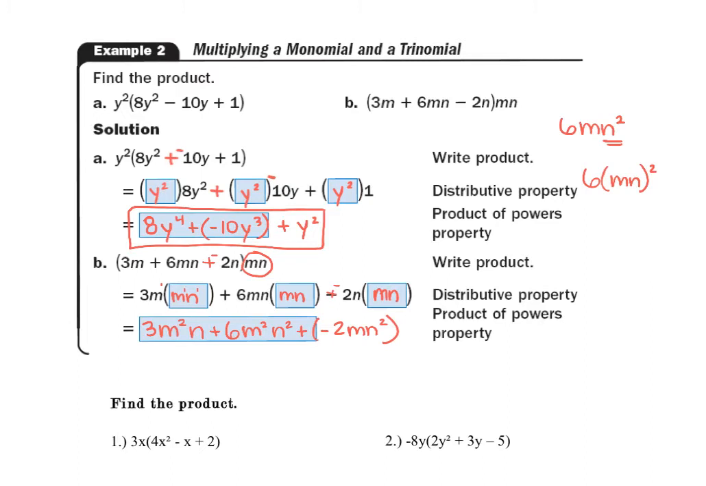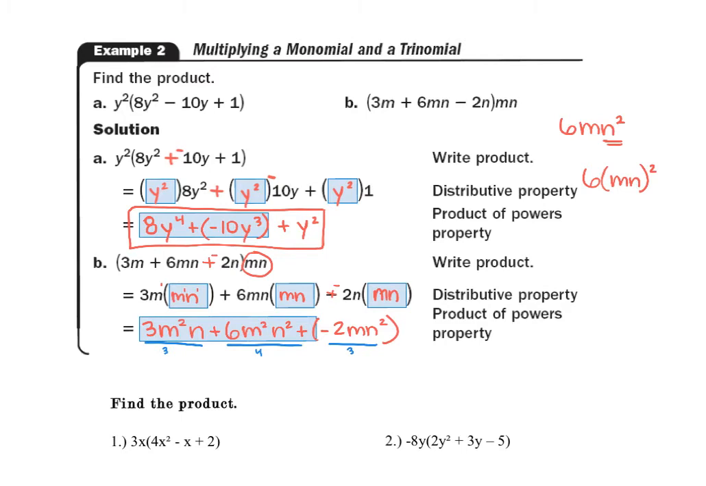In other words, this term would have a degree of 3 because 2 plus 1 is 3. This would have a degree of 4 because 2 plus 2 is 4. And this would have a degree of 3 because, again, 1 plus 2 is 3.